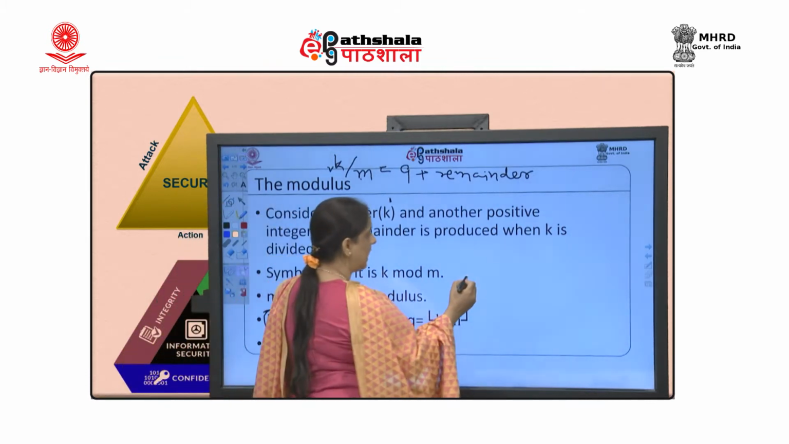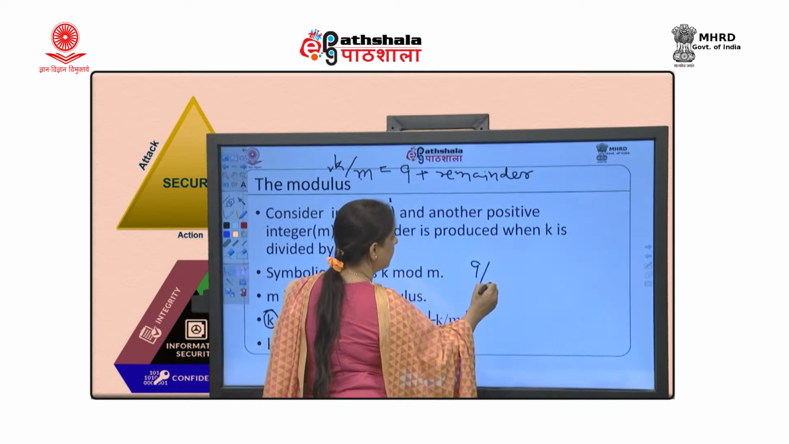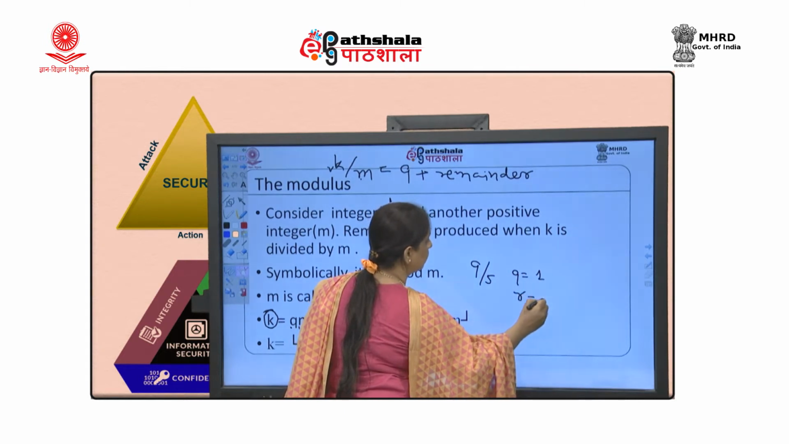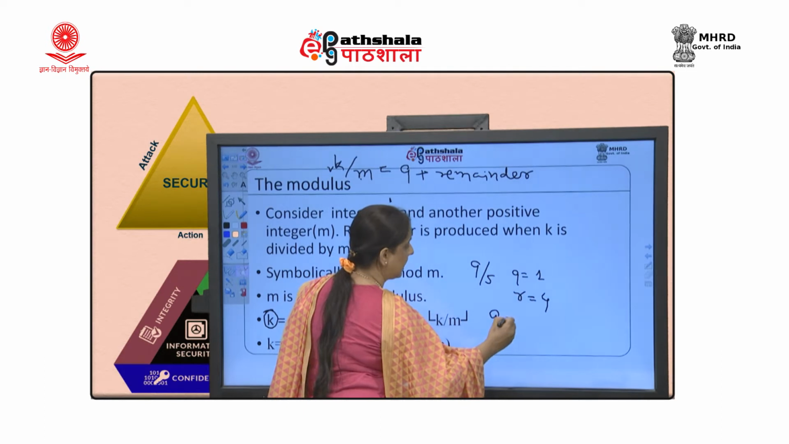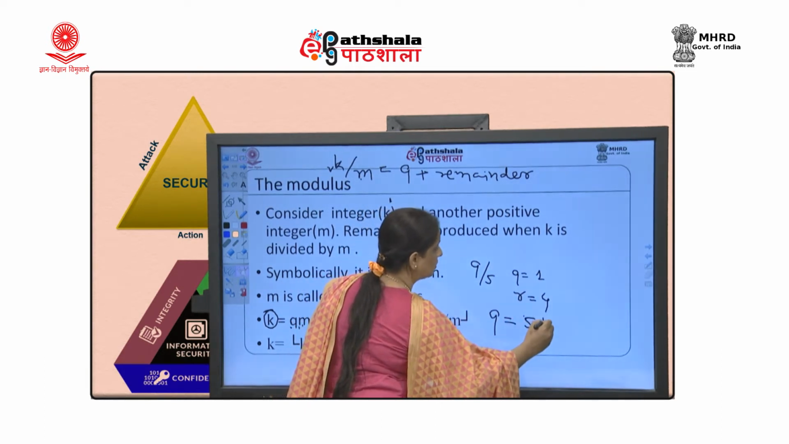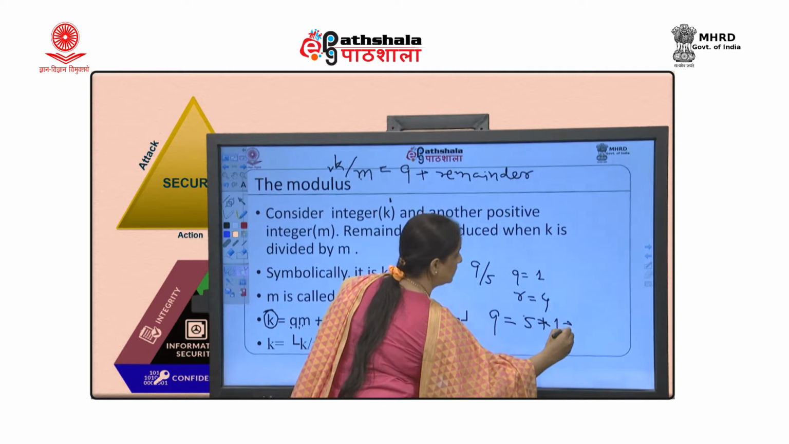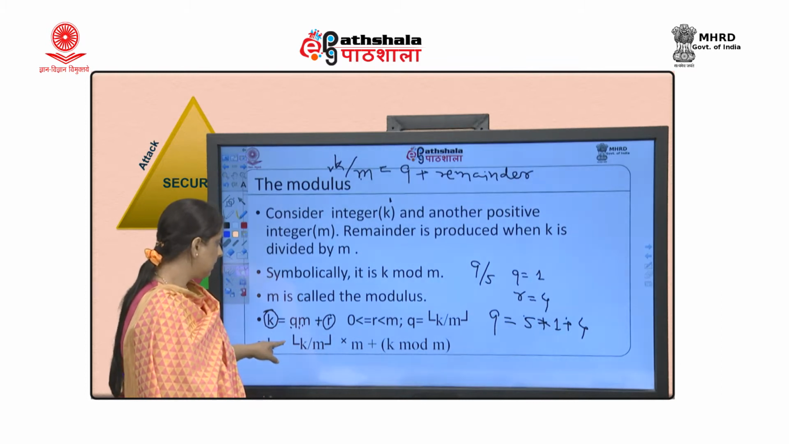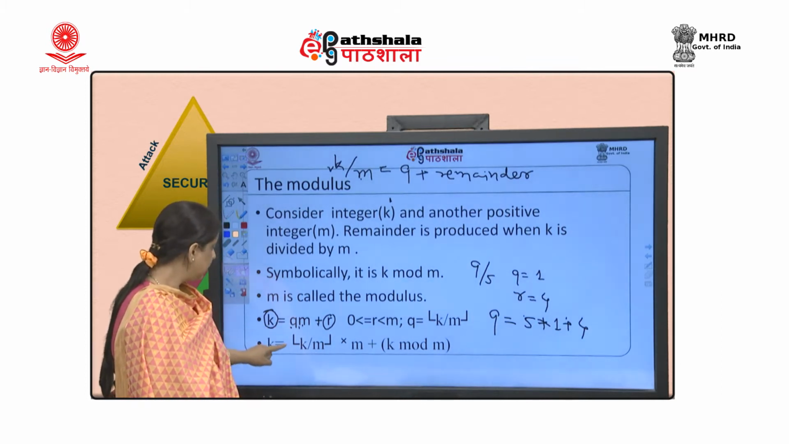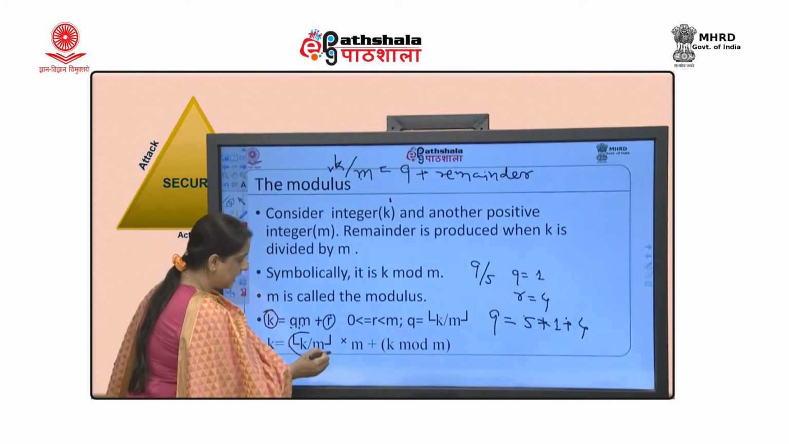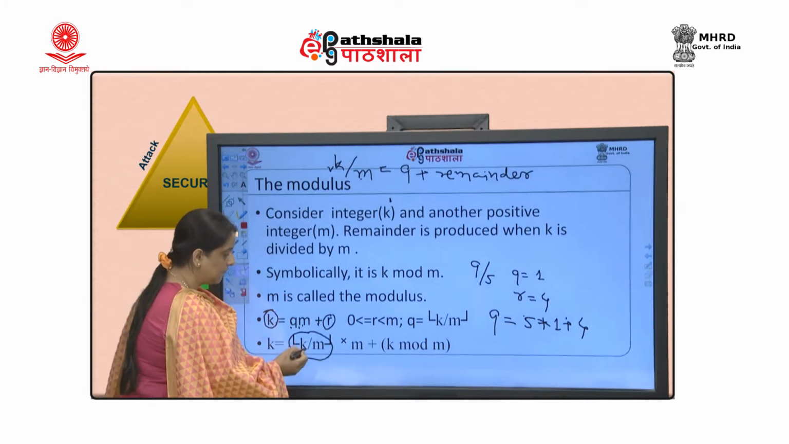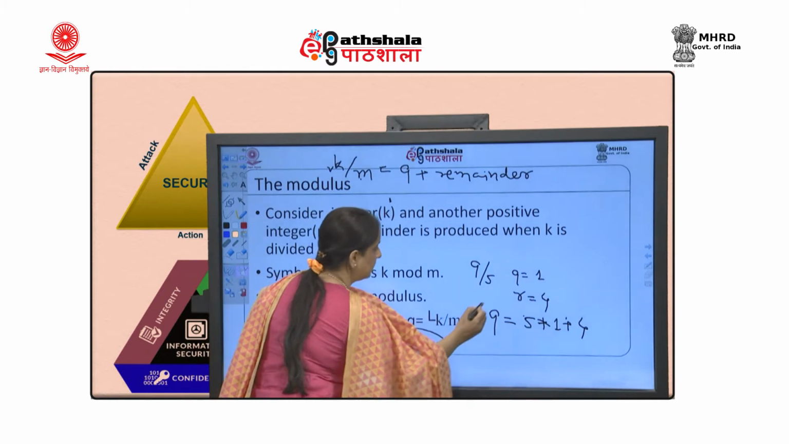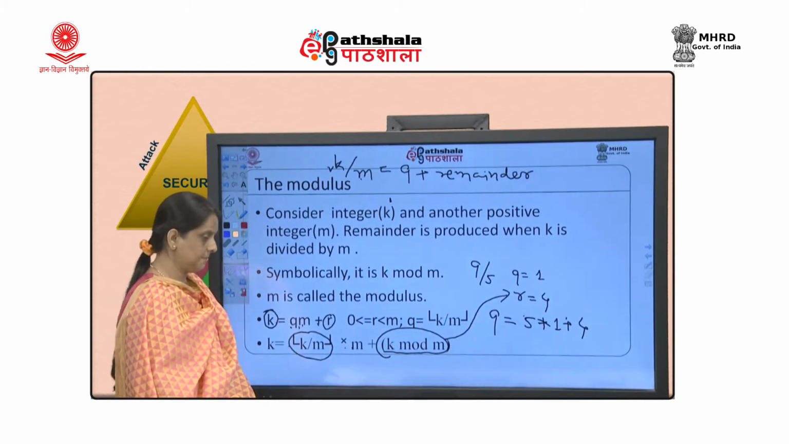If I take you back to high school, if you divide 9 by 5, you get a quotient of 1 and a remainder of 4. So I can rewrite it as 9 equals 5 into q, that is 1, plus 4. So this is how this equation works. It is a very simple equation. Once again, if we rewrite it, k by m, you take only the integer part, multiply by m, and this shows you the remainder, k mod m.